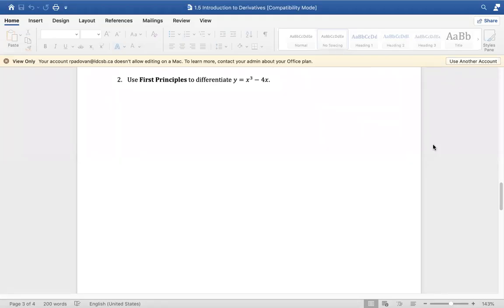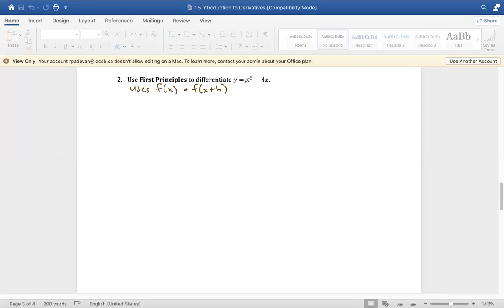Okay, so let's look at example number 2, which is use first principles to differentiate, to get the derivative of y equals x cubed minus 4x. To use first principles, if you remember the equation, it used f of x and it also used f of x plus h, and then divided by h.